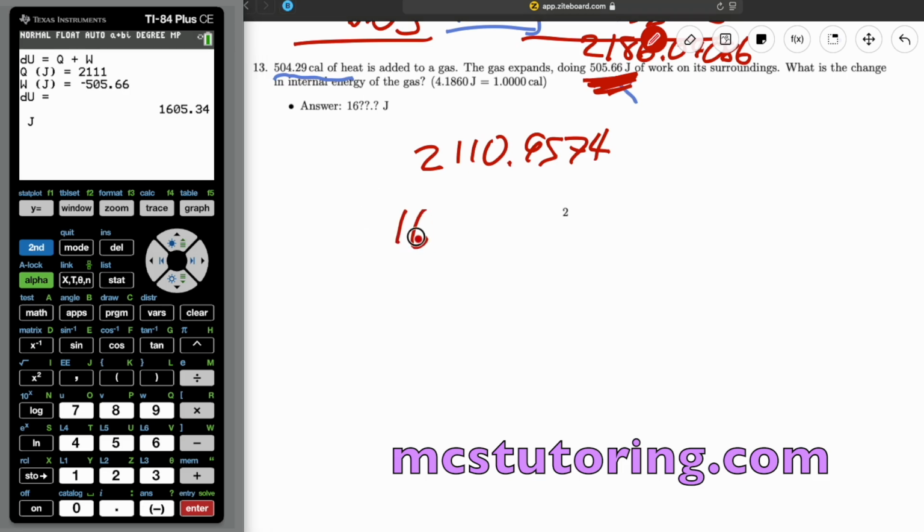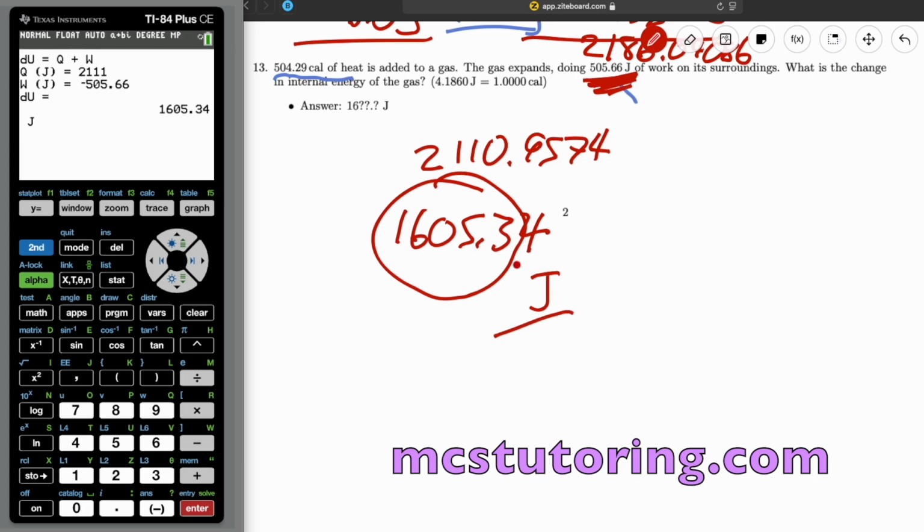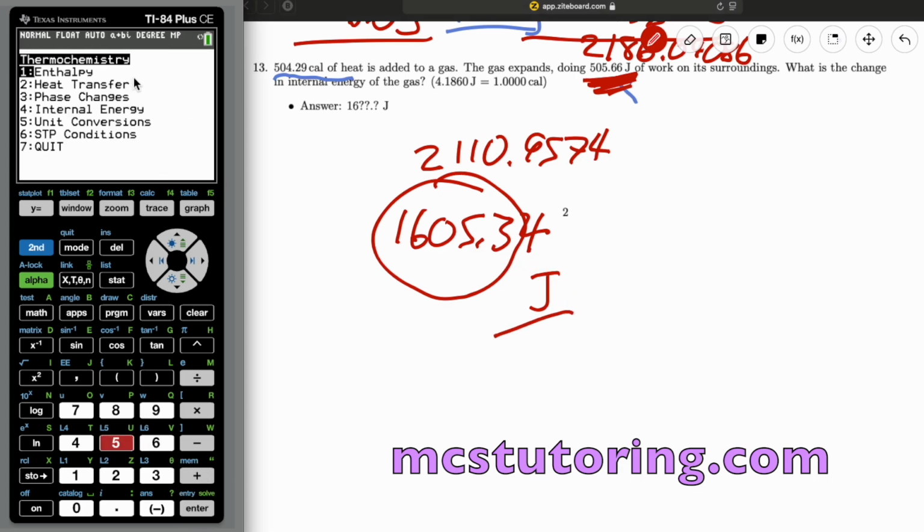Okay, and we get 1605.34 joules. I think the only one in decimal place. So we're going to do 1605.3 joules. Oh my goodness, there it is. That's just a sample of what you can do with this thermochemistry program.